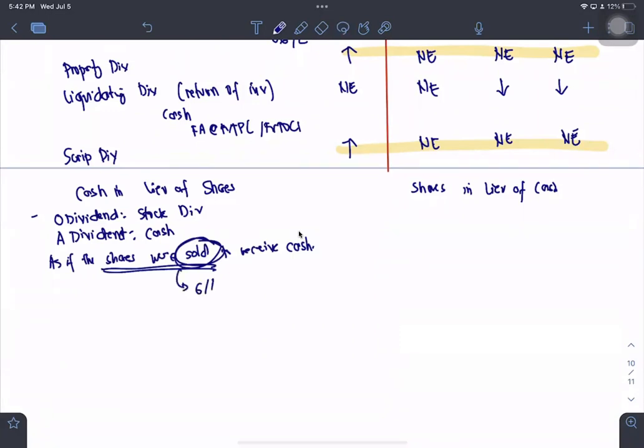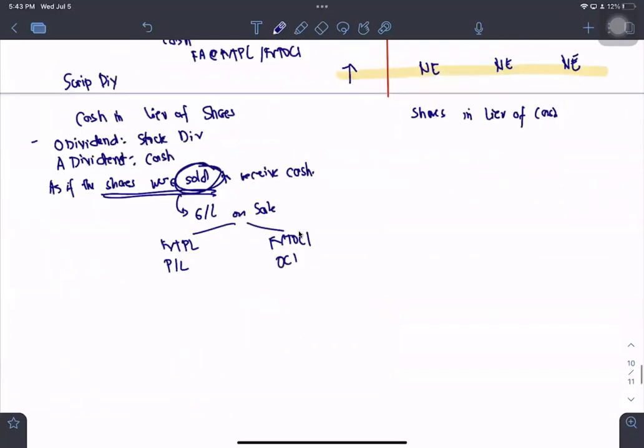The gain or loss on sale. So determine again if that is FVTPL or FVTOCI. And remember the rules. The gain or loss on sale in FVTPL is placed in profit or loss, while FVTOCI is placed in OCI. And aside from that, you need to determine the type of shares sold, whether it is the old accounting or the new accounting.